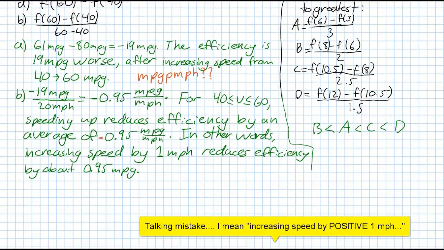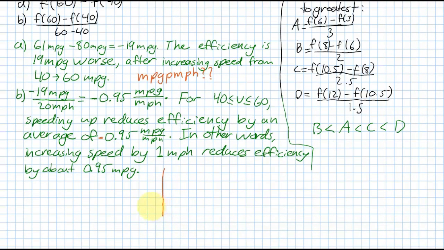So if you're going to have a graph of this function here, and you're going from, it's not going to be a very to-scale graph, from 40 up to 60 miles per hour, and then you had the efficiency here. This would be going down at this rate. So if you plugged in 41 here, that's a change in v of 1, and the corresponding change in efficiency would be negative 0.95.